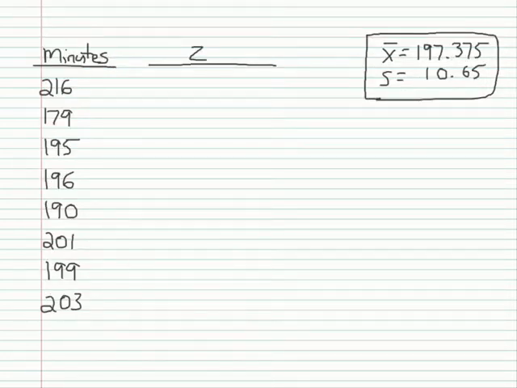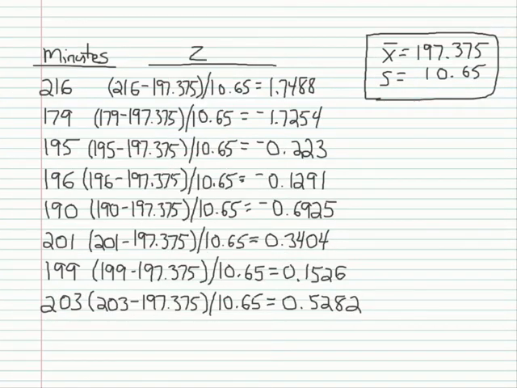As another example of computing z-scores, I'm going to use the results for the marathon finish time in minutes. I've computed the mean finish time, and that's 197.375, and the standard deviation of the finish times is 10.65. Now I go to each value, subtract the mean, and divide the result by the standard deviation. And these are the z-scores for the marathon finish times in minutes.